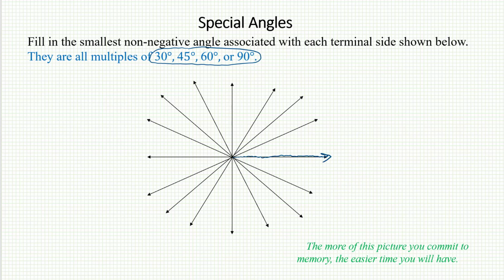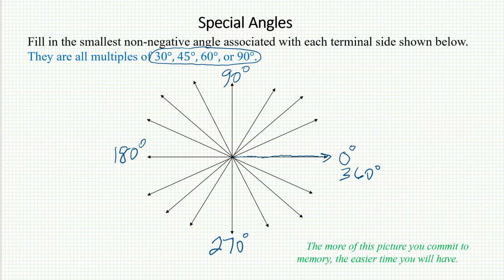If this is the terminal side, one possibility is that I just didn't rotate anywhere at all, and so that would have a measure of 0 degrees. Well, a quarter turn from there would take me up to the positive y-axis. That would be 90 degrees. Another quarter turn to the negative x-axis, 180 degrees. And another quarter turn, another 90, would take me to the negative y-axis, 270 degrees. Of course, if I finished my full rotation, that would take me back to where I started, which means 360 is a coterminal angle to 0 degrees.